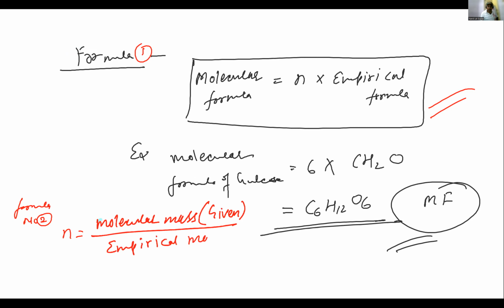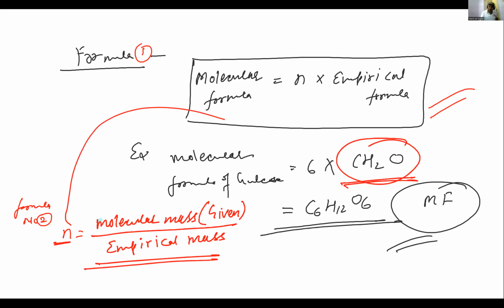Empirical mass, how can you calculate it? From the empirical formula you can easily calculate it. If you know the empirical formula, you can easily calculate the empirical mass. With this you can calculate the n value, and the n value can be placed here. If you place the n value there, you will be able to get the molecular formula. Is it okay?